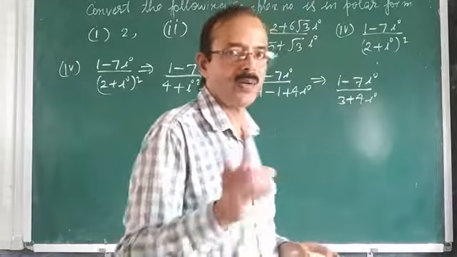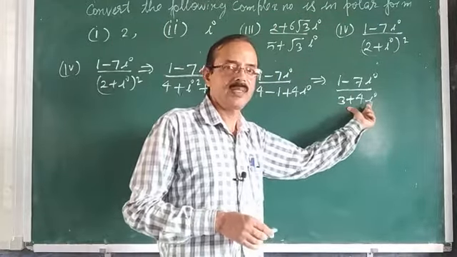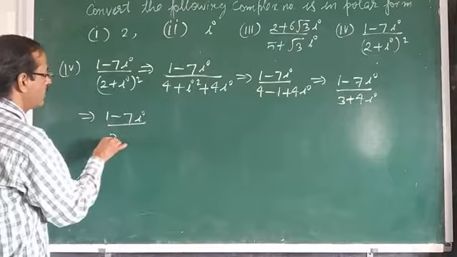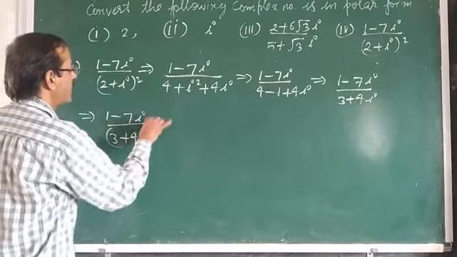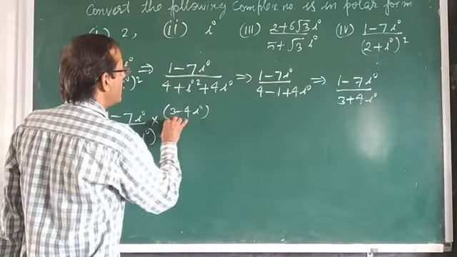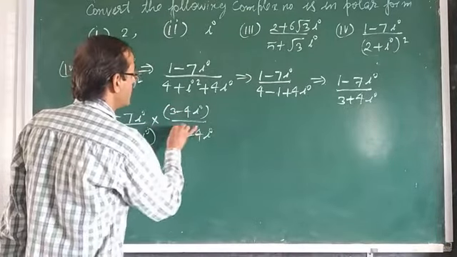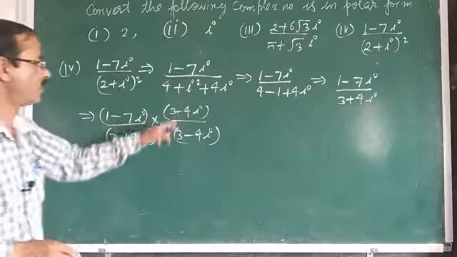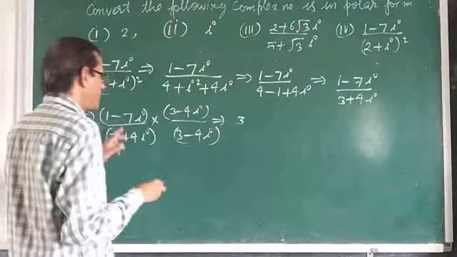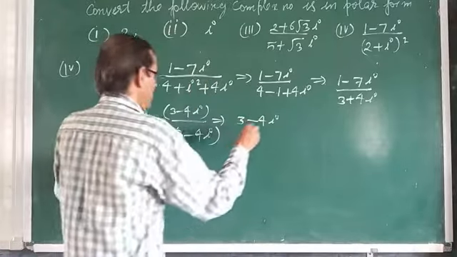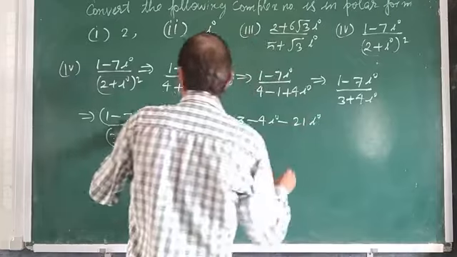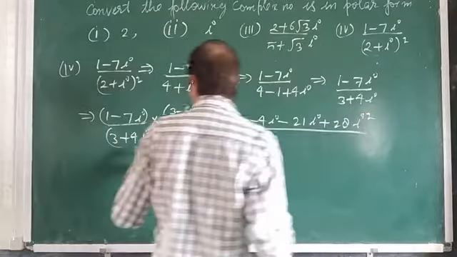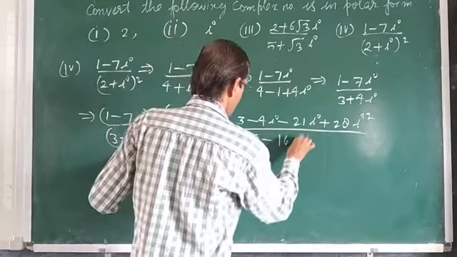First, our work is to put this in standard form. How will we do it? Multiply by its conjugate, so that will be 1 minus 7 iota upon 3 plus 4 iota into 3 minus 4 iota, 3 minus 4 iota, right? Okay, multiplied, what will be here: 3 minus 4 iota minus 21 iota plus 28 iota square overall upon 9 minus 16 iota square.